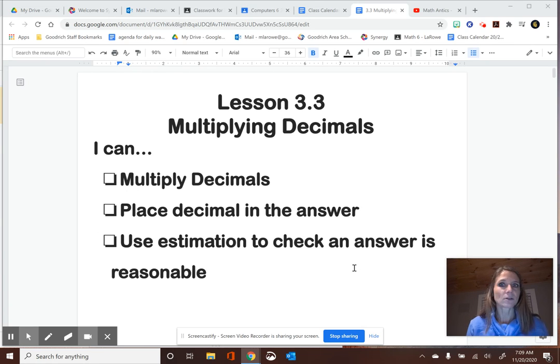We still need to multiply just like we do with whole numbers, and then place a decimal in our answer. And then we can still use estimation. We'll just need to round both numbers or find some compatible numbers that work quickly for you.